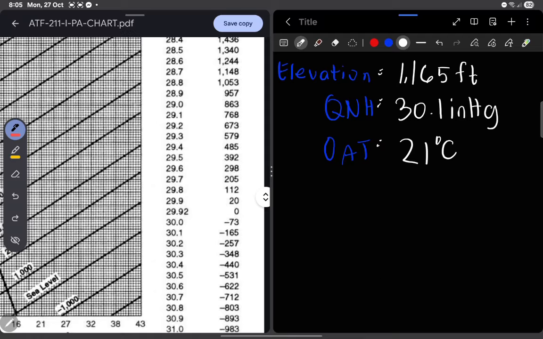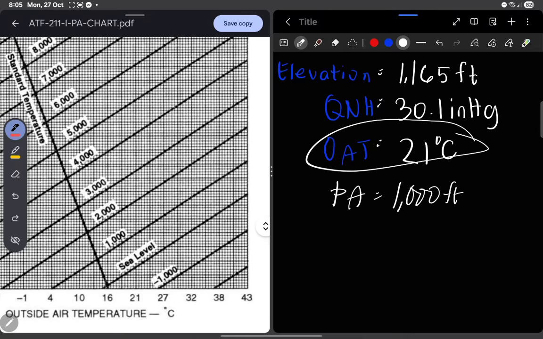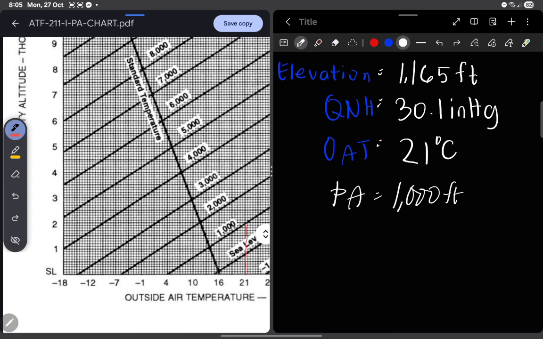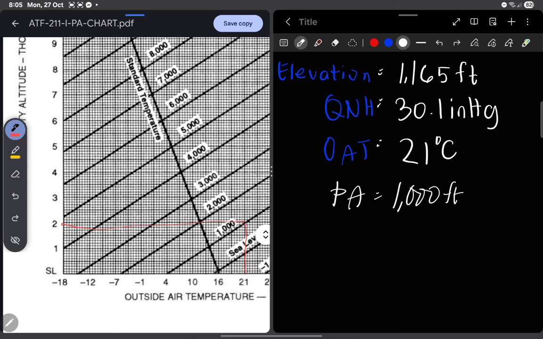And once you get the pressure altitude, you go to our chart again. Take a look at our outside air temperature. That is 21 degrees Celsius. So 21 degrees Celsius is over here. Then we go all the way to 1,000 feet, going up. And we go all the way to the left. We reach number 2. And then remember, this is by the thousands. So that is 2,000 feet.